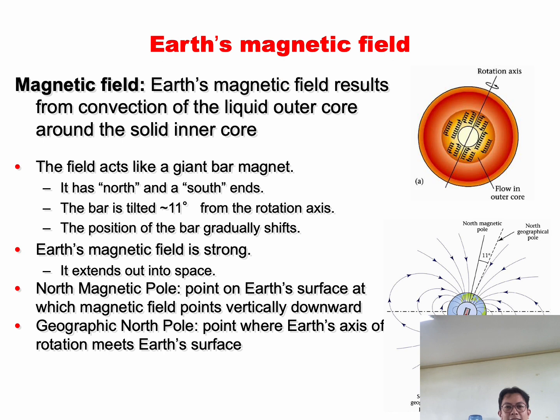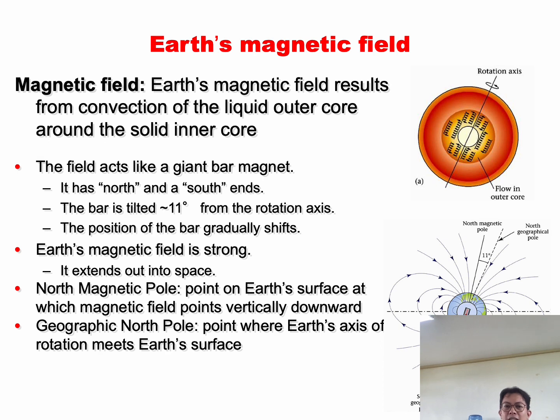this in our class. Okay, again, Earth is like a magnet. Actually, in fact, it is the largest magnet. So the Earth's magnetic field results from convection of the liquid outer core around the solid inner core. The field acts like a giant bar magnet. It has north and south, which is true. The bar is tilted at 11 degrees from the rotational axis.